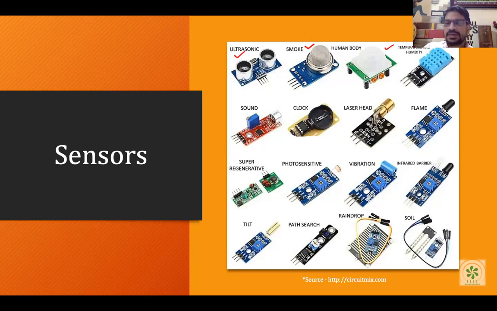We have the temperature and humidity sensor, which will tell the environmental humidity and environmental temperature. We have a sound sensor and clocks, which will be used in the IoT infrastructure. Clock is a device that will be used. Then laser head, flame sensor. So there are different types of other sensors. Tilt sensor, soil sensor, raindrop sensor, path search sensor. Then we have vibration sensors, right?